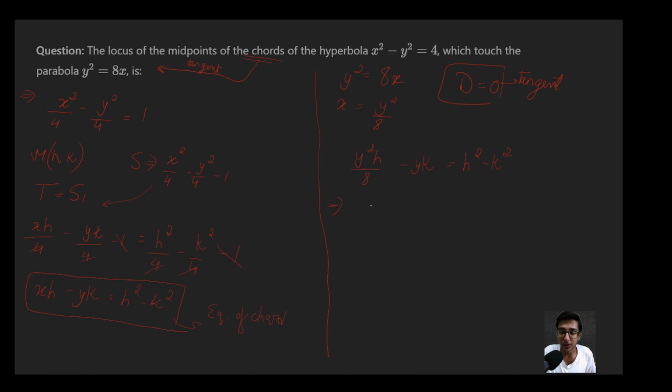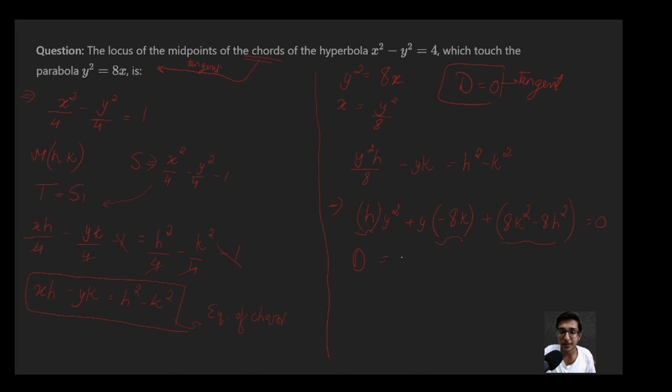So how can we write this equation in simplified format? This would become h into y square plus y into minus 8k, plus, sorry, minus, 8k square minus 8h square. So this is how we can transform this entire equation. Now we see that this has been transformed into the standard quadratic equation form, which is ax square plus bx plus c. This is our a, this is our b, this is our c.